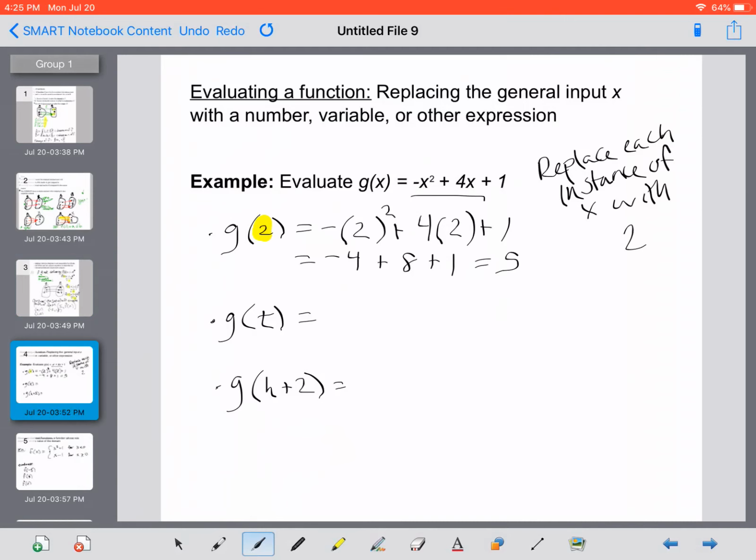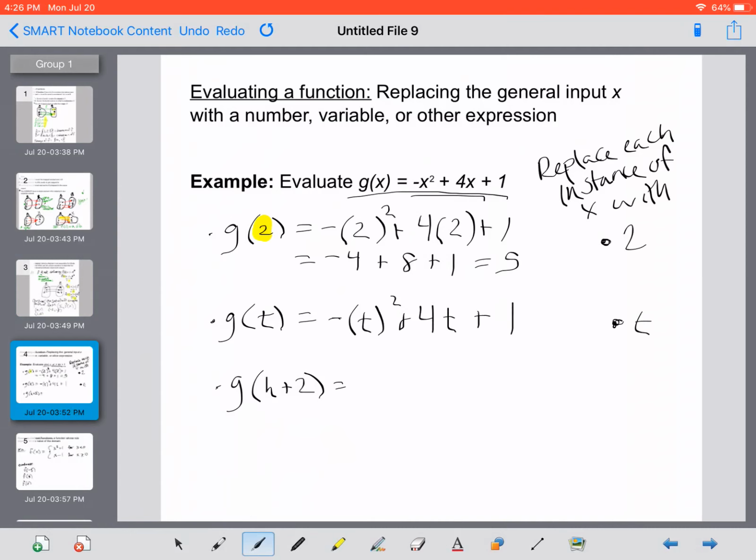Right, but we don't always have to evaluate at a particular value. We can evaluate g of t by replacing each instance of x. Instead of replacing it with a 2, now we're going to replace it with a t. So just go through your original equation here, replace each instance of x with t. You'll get that g of t is equal to -t² plus 4t plus 1.